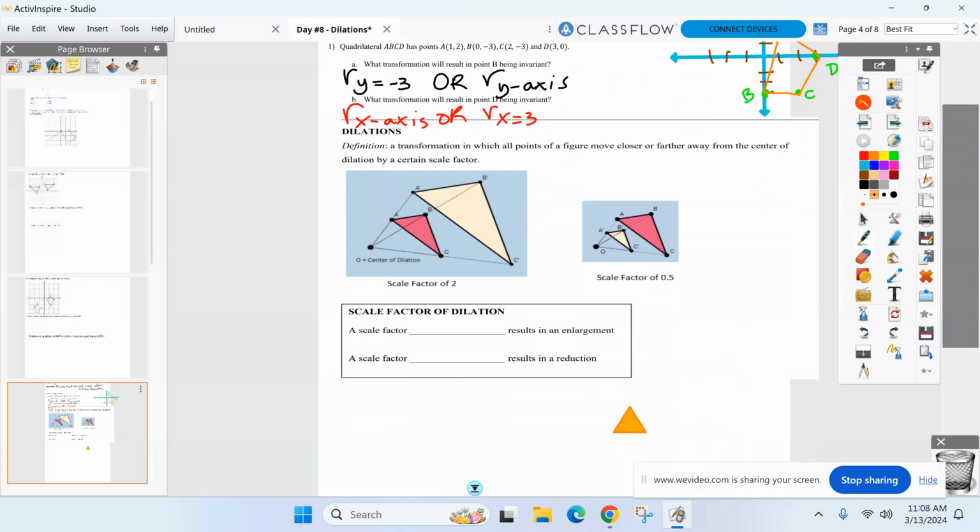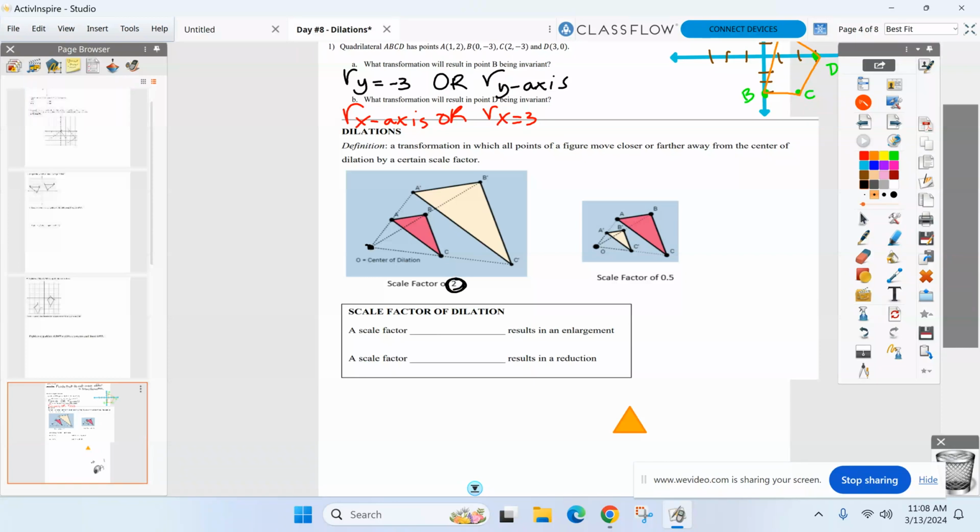Here is what happens. You need two things to dilate. The first thing is you need a center to dilate around. Just like rotations, we always need a center to rotate around. Well, with dilations, we need a center to dilate around. The second thing, probably the most important, is what's called a scale factor. In this case, look at the first diagram I put in your notes. The scale factor is 2. Let me explain what that 2 means. Is the point getting bigger physically?